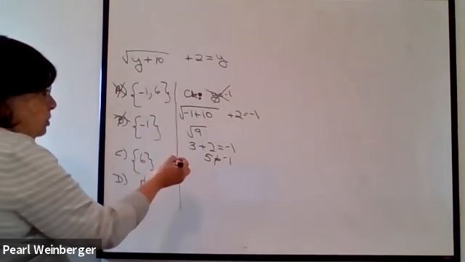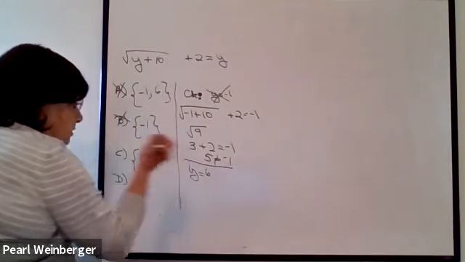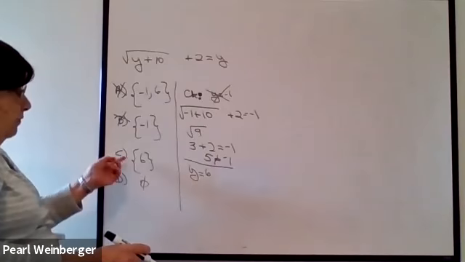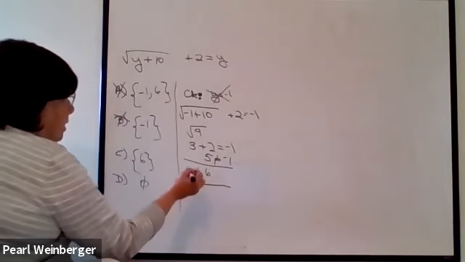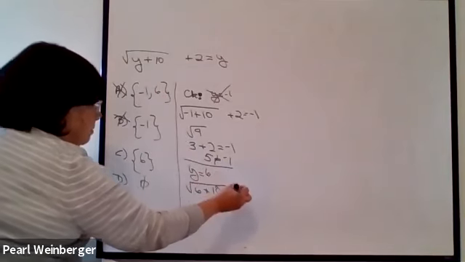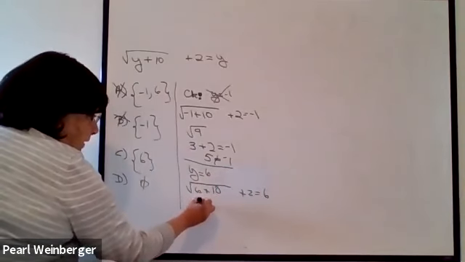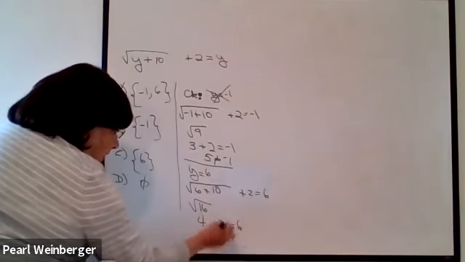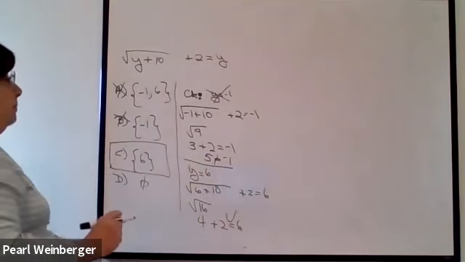So what we have to now check is whether y equals 6 works. If it doesn't work, that will mean that we'd have to pick choice D. If it does work, we'll pick choice C. So here we are, replacing y with 6. We get the square root of 6 plus 10, plus 2, equaling 6. Now 6 plus 10 is 16, and the square root of 16 is 4. So we have 4 plus 2 equals 6, and that, of course, is true. So the correct answer is C; those of you who picked C are absolutely correct.